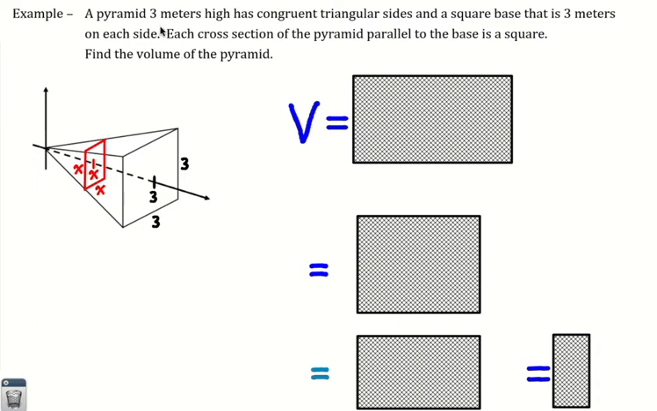So a pyramid 3 meters high has congruent triangular sides and a square base that is 3 meters on each side. So 3 by 3. Each cross section of the pyramid parallel to the base is a square, just like this red one right here. This red square. Find the volume of the pyramid.